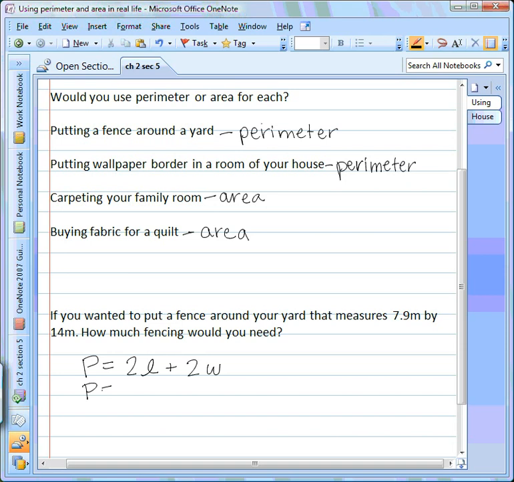So if we go ahead and fill in our numbers, P equals 2 times the length. The length is 7.9 plus 2 times the width. The width is 14. If we go ahead and simplify, multiply our 2 times 7.9, we get 15.8. And we multiply our 2 times 14 and we get 28. And once we add those together, we know that our perimeter is 43.8 meters.